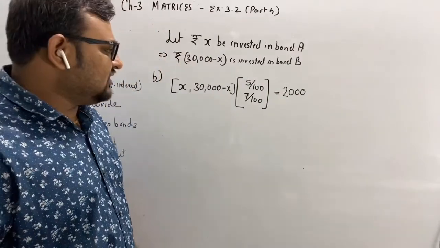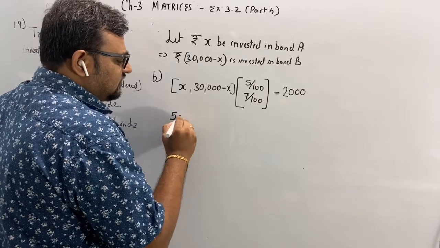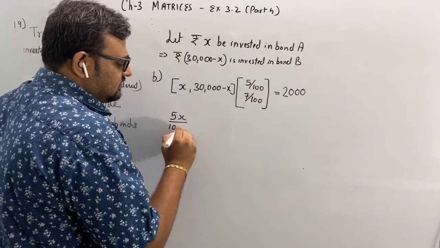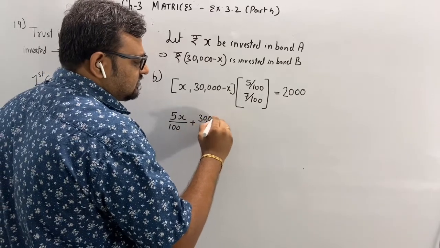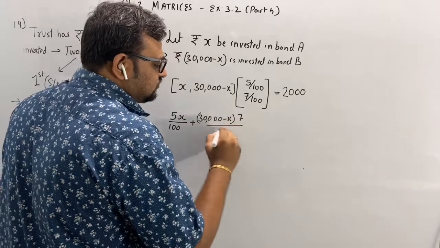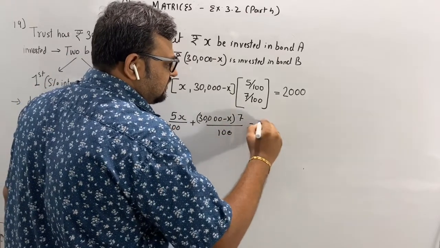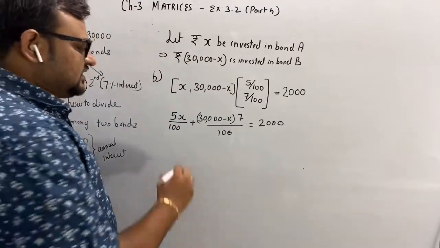Now let's multiply x into 5 by 100, so 5x by 100 plus 30,000 minus x into 7 by 100 equal to 2000. Let's take the LCM.